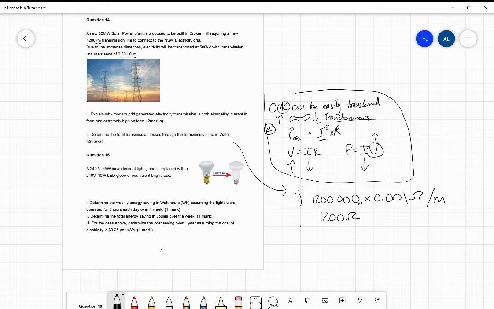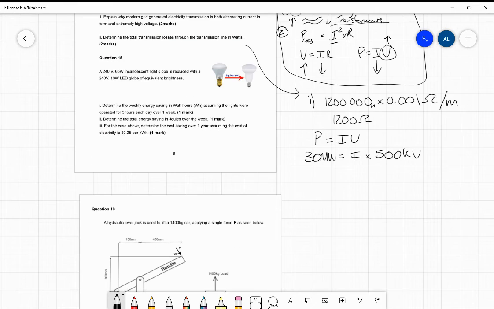What else do we know? We also know the voltage and we know the power. Okay, so it says we're using a single line. What is the current? That's what I want to find out. But if I know the power equals IV, and I know that the power is 30 megawatts, equals current times 500 kilovolts. Now, it's important to consider the units here, so I might just write them out so we don't get too confused.